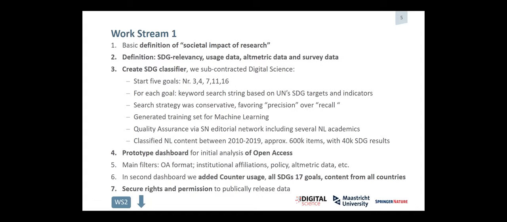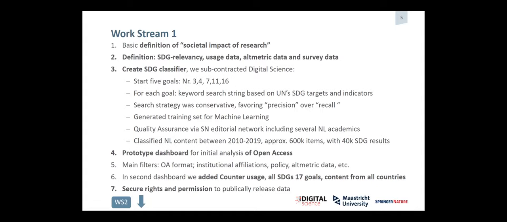For each goal, we created a keyword-based search based on the UN's targets and indicators for each respective goal. Our search strategy was conservative and favored precision over recall. In other words, we gave top priority to minimizing false positives, even if that meant accepting some false negatives. We then generated a training set for the machine learning before conducting further quality assurance checks via our internal editors, as well as several Dutch academics.